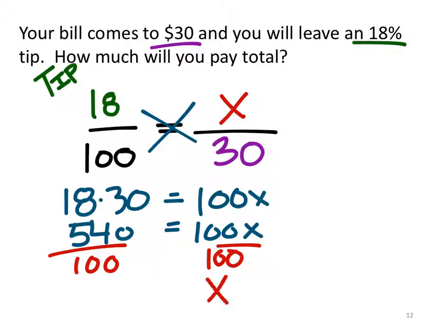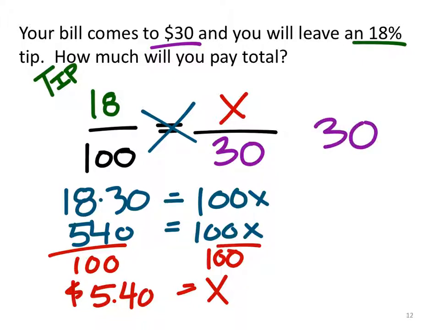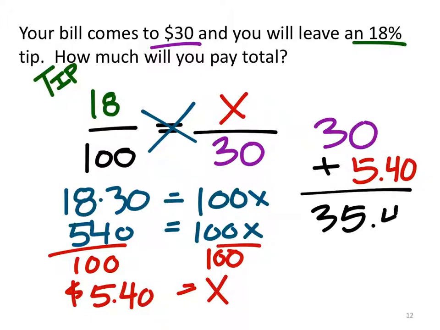Now again, this is only going to tell us the amount of the tip. So I got $5.40 for just the tip. But we want to know how much we're going to pay total. To start out with, we were going to pay 30 bucks. But now we're going to add the $5.40 to this total for a grand total of $35.40.